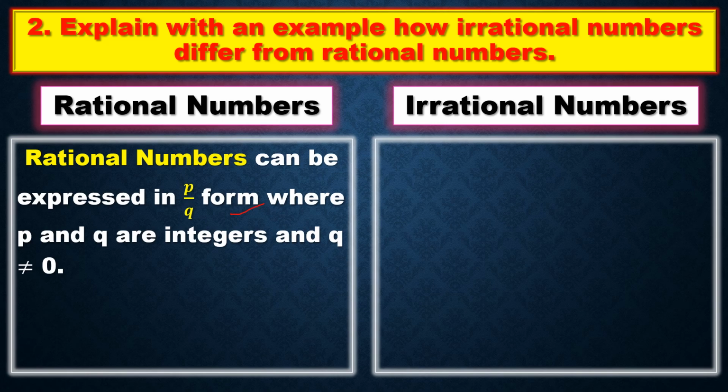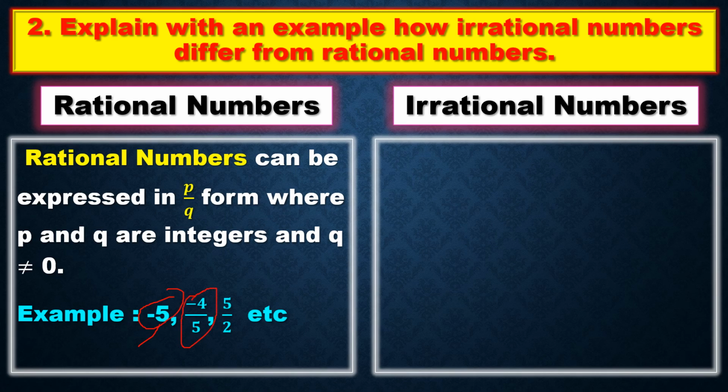Where p and q are integers. Here we can write a negative number, an integer. This is a rational number: a negative rational number, a positive rational number. You can even write 0 also.